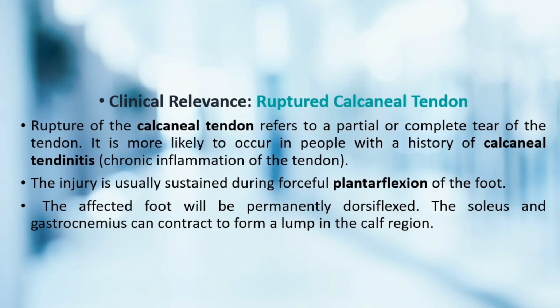Clinical relevance. Ruptured calcaneal tendon. Rupture of the calcaneal tendon refers to a partial or complete tear of the tendon. It is more likely to occur in people with a history of calcaneal tendinitis, chronic inflammation of the tendon. The injury is usually sustained during forceful plantar flexion of the foot. The patient will be unable to plantar flex the foot against resistance, and the affected foot will be permanently dorsiflexed. The soleus and gastrocnemius can contract to form a lump in the calf region. Treatment of a ruptured calcaneal tendon is usually non-surgical, except in those with active lifestyles.